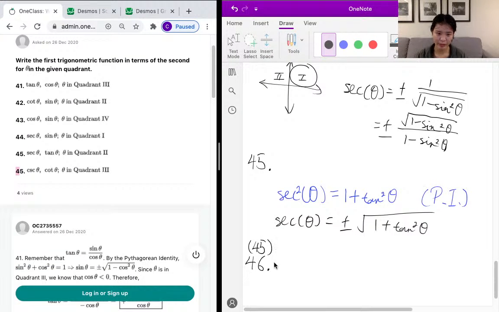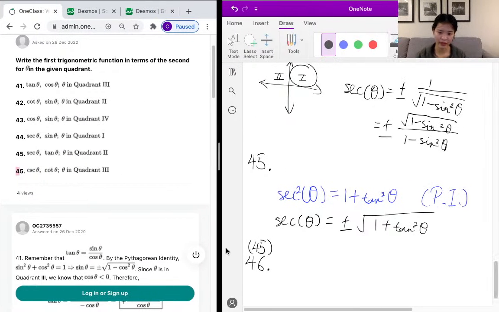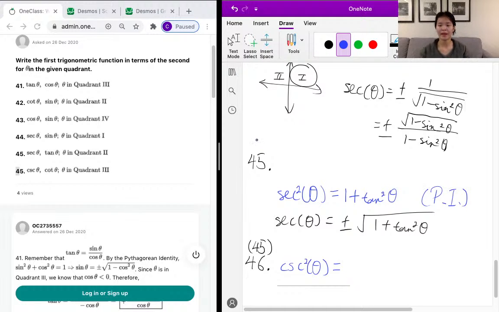Okay, so right over here, let's do our next problem, where we're trying to write our cosecant in terms of our cotangent function. Similar to our previous question, our cosecant function is also part of one of the 3 Pythagorean identities, where cosecant squared of an angle is equal to 1 plus cotangent squared of an angle. This is another Pythagorean identity. Let's write it over here.